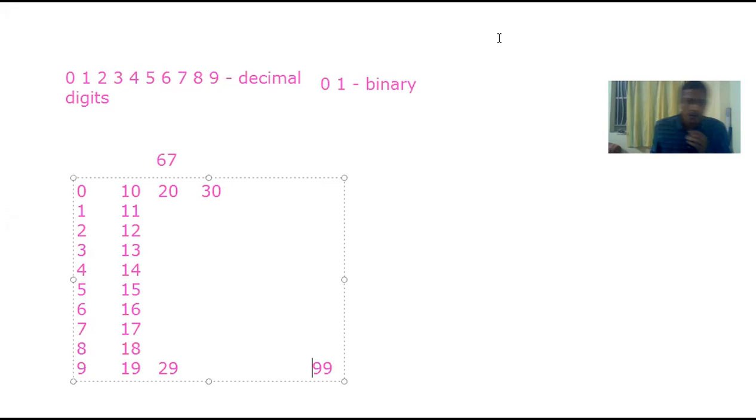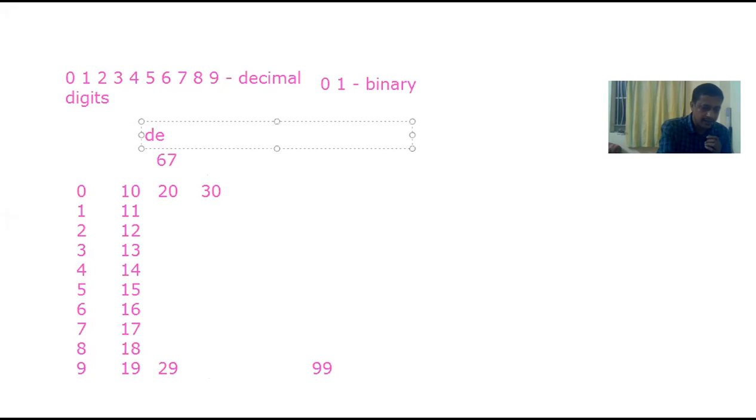Okay, now we look at this one. When we look at this, we are actually combining the digits and forming the numbers. In the same way, how many digits do we have? We have 10 digits. So this is a decimal number. What I have created is a decimal number.